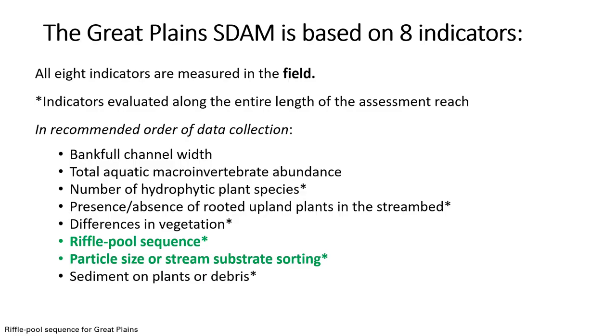Riffle-pool sequence and particle size or stream substrate sorting are two of the 8 field indicators for the Great Plains SDAM. Both of these indicators can be applied to assessment of the stream bed during flowing or dry conditions.